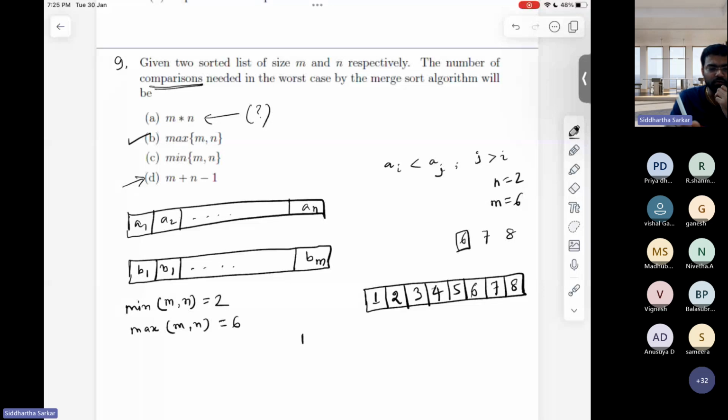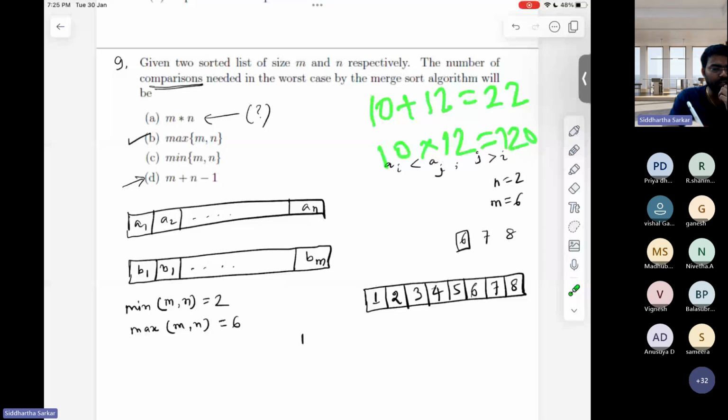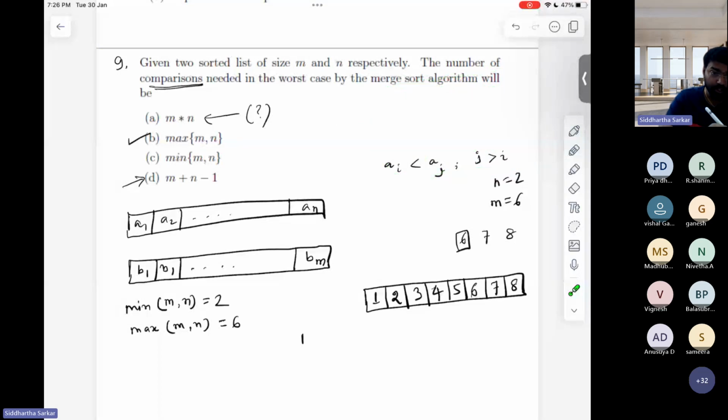So for now, let me argue that it is m plus n minus 1. If it is argued to be m plus n minus 1 in the worst case, then of course, m into n will be ruled out because m plus n is much smaller than m into n, right? If you take two numbers, let's say 10 and 12, then m plus n is only 22, but m into n is 120. So if we argue that at most we need m plus n minus 1, then m into n will not make sense. So that way we are going to rule this out. But it's a valid question to ask. For the worst case, yes.